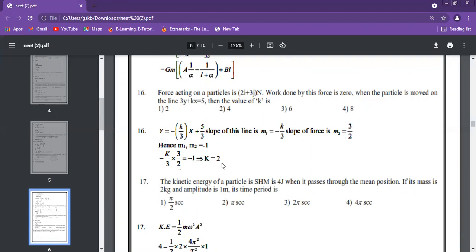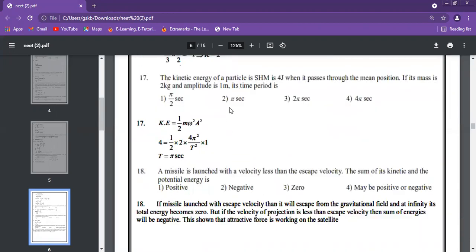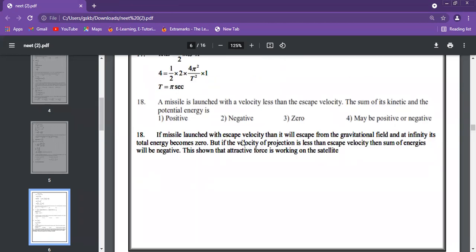Okay, is it? And this is from oscillations. They give the kinetic energy while passing the mean position. Why? Because at the mean position, kinetic energy is maximum and potential energy is minimum. The mass is 2 kg, they give the amplitude, and the time period they ask. This is the kinetic energy formula. Next.